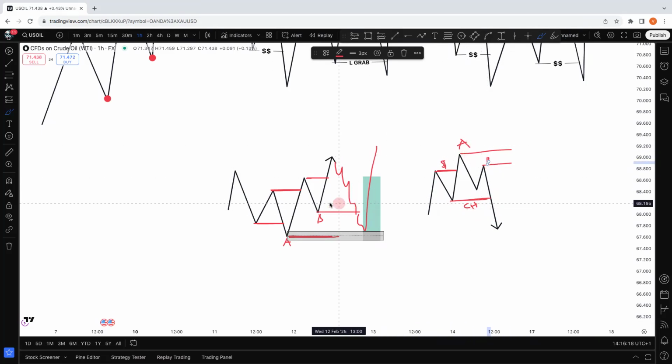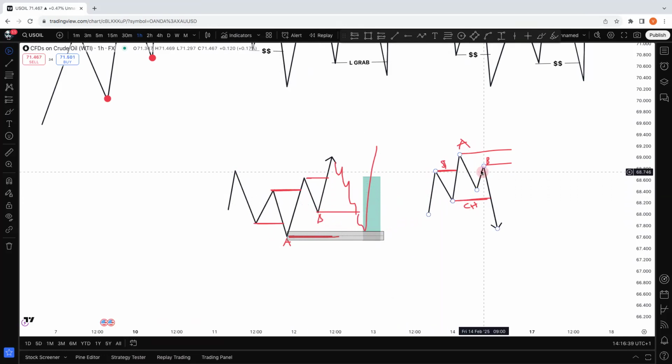Now, the difference between this A in model 1 and model 2 is that for model 1, our B was formed after the change of character. But in this scenario, we already have our B before the change of character. So that's the major difference between these two, right? In model 1, our B formed after change of character. Here, our B formed before the change of character.